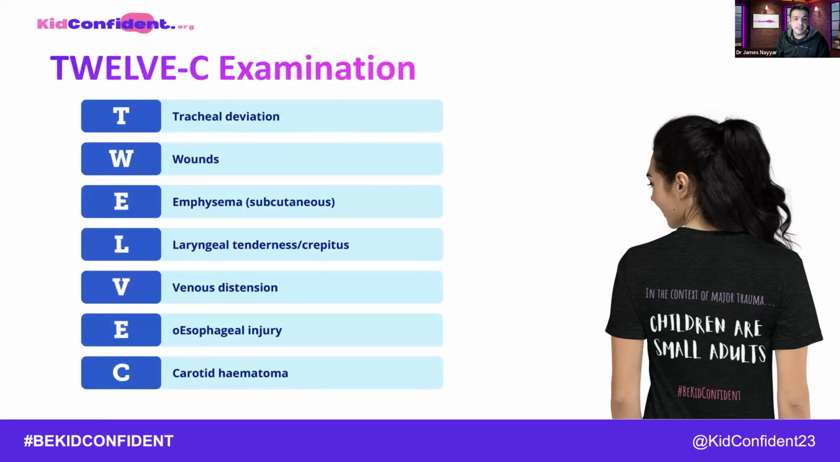Part of the A to E assessment obviously is your 12C examination, looking at the neck and looking for tracheal deviation, wounds, emphysema, laryngeal tenderness, distension, oesophageal and jugular haematoma. And these are, again, subtle signs that might be present in an otherwise well child, and that can alert you to the fact that actually there might be something going on and they're compensating. So this is a good structure for your airway and neck exam.